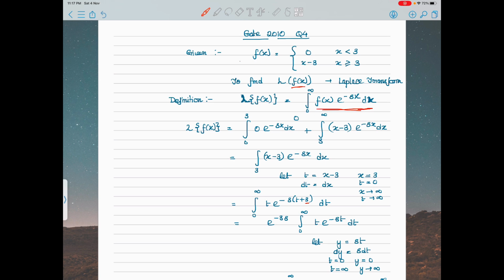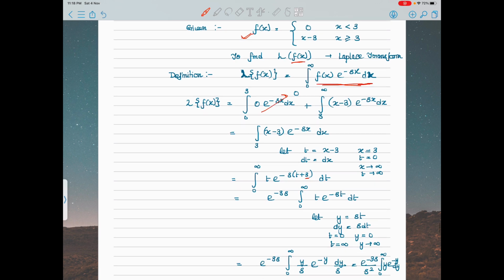So here this function is given. Since it runs from 0 to infinity, from 0 to 3 the function is 0, so we have 0 times e to the power minus sx dx, and from 3 to infinity it is (x minus 3) e to the power minus sx dx. As per the given function, I have written the Laplace transform. Now the first integral, the function being 0, becomes completely 0. The second integral is the only one which remains. So the Laplace transform becomes the integral from 3 to infinity of (x minus 3) e to the power minus sx dx.